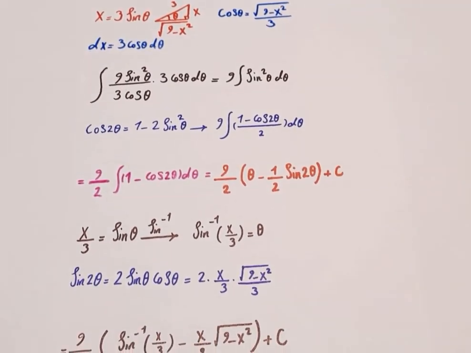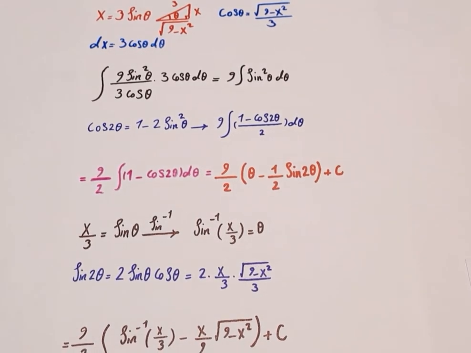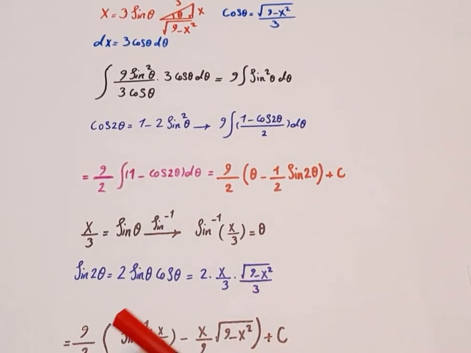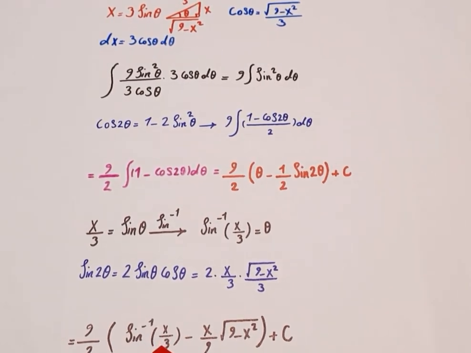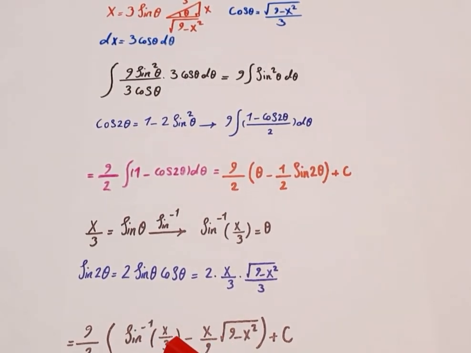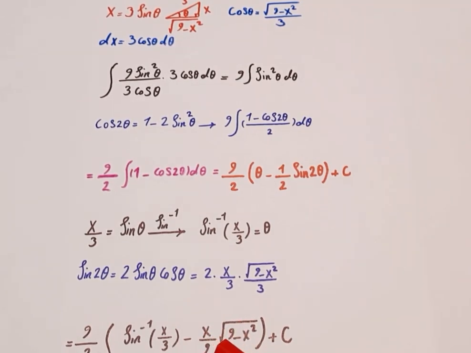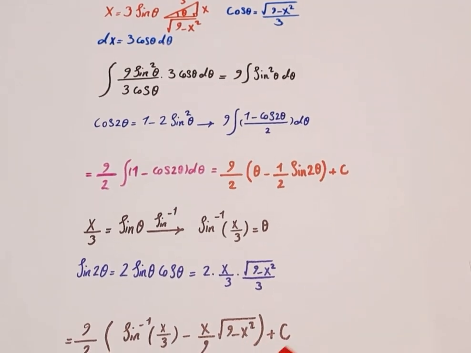And now for the final answer, that's equal to 9 over 2 times the sine inverse of x over 3 minus x over 9 times the square root of 9 minus x squared. Yes, plus c, that's okay.